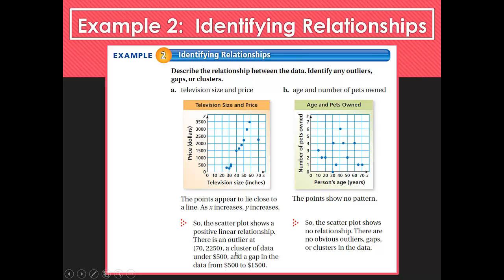And a gap in the data from $500 to $1,500. So here is our gap. There's nothing in this space.